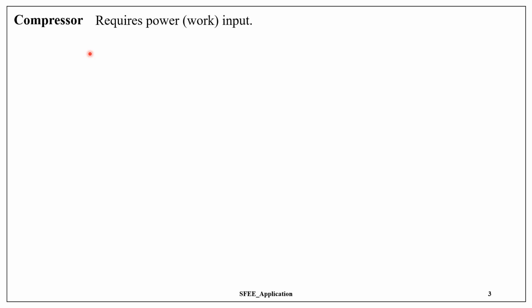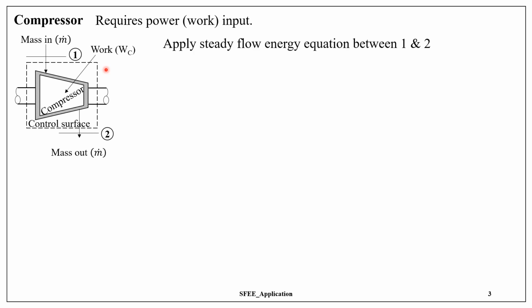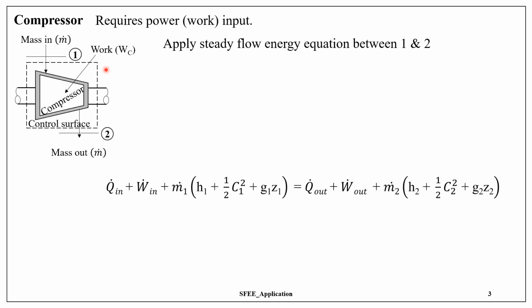So compressor is just a reverse of a turbine. Schematic of a compressor. So there is mass in, mass out. It requires work input W suffix C. So there is a shaft. We need to input shaft work. And in order to derive an expression for WC, consider two sections 1 and 2 at the inlet and exit, and apply steady flow energy equations. The equation between 1 and 2, and this is the equation.